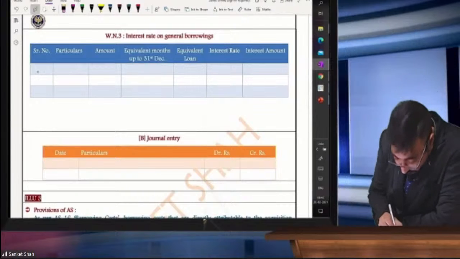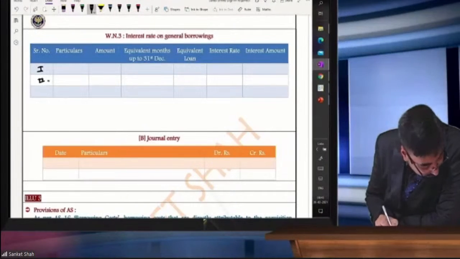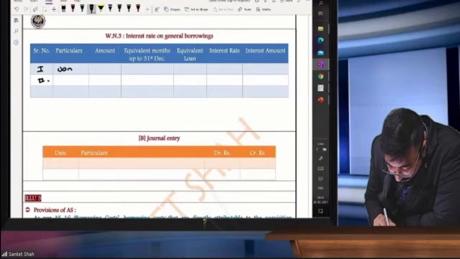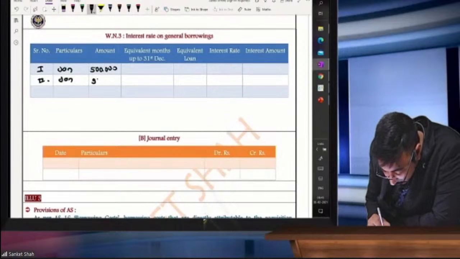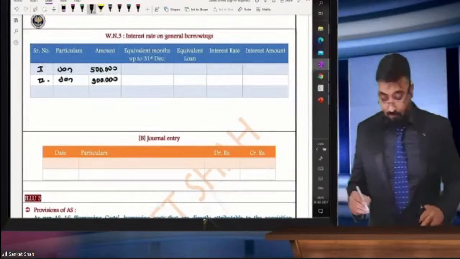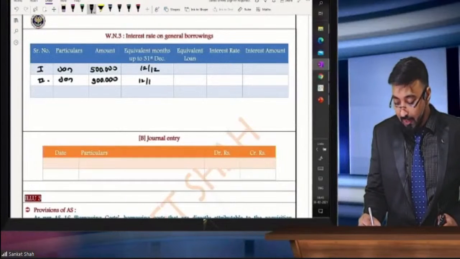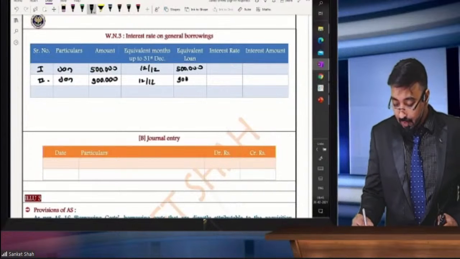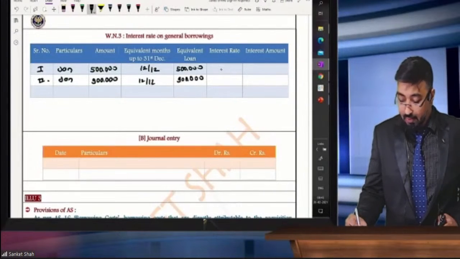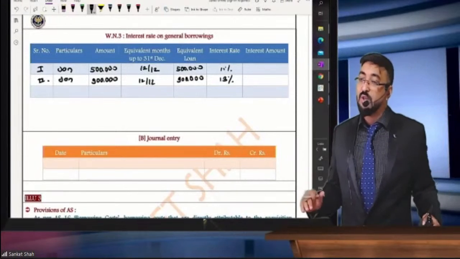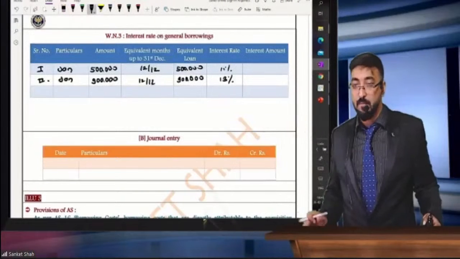So beta, serial number 1 and 2. Yes, now tell me, both months are Jan only. What is the first amount? 5 lakhs and 9 lakhs. Now this column is useful when dates are given. But here it is 12 by 12, 12 by 12. So equivalent loan is also 5 lakhs and 9 lakhs. Interest rate 11% and 13%. So in one question only I have given you the format if dates are given.